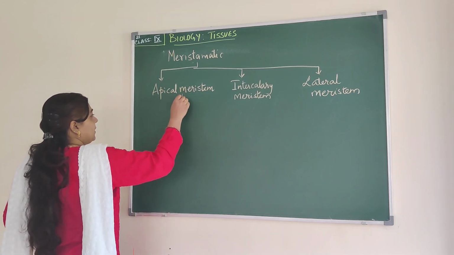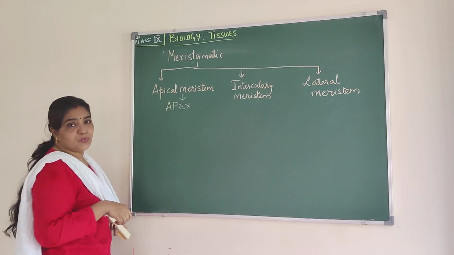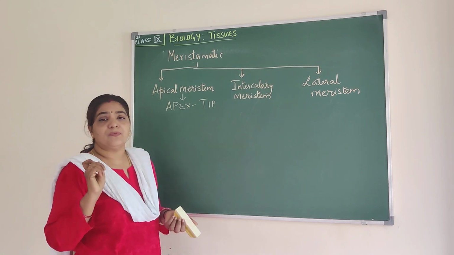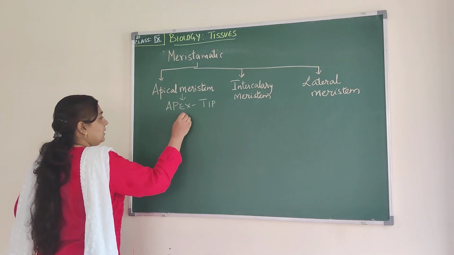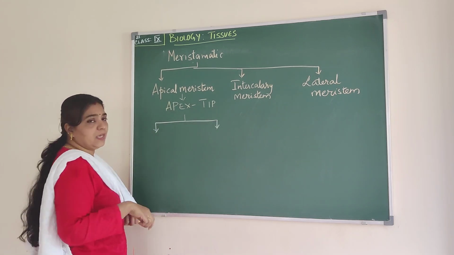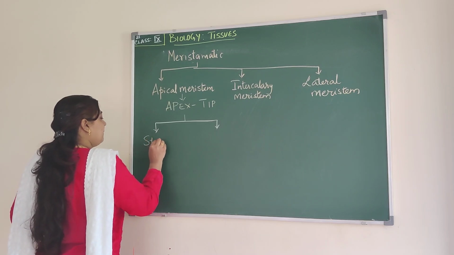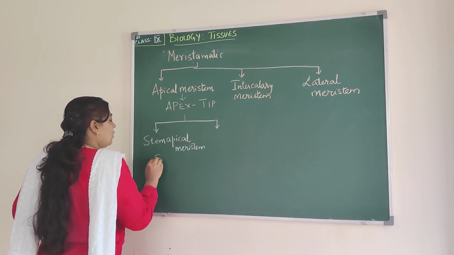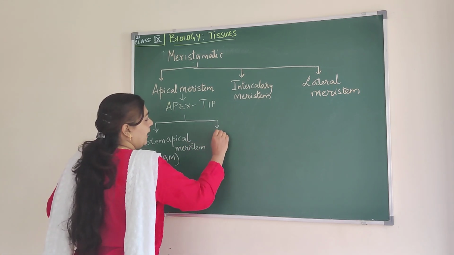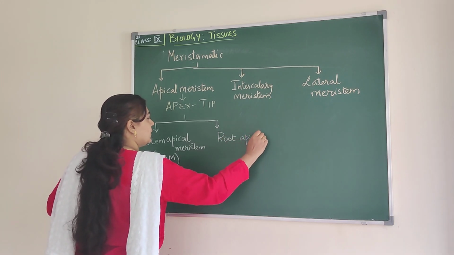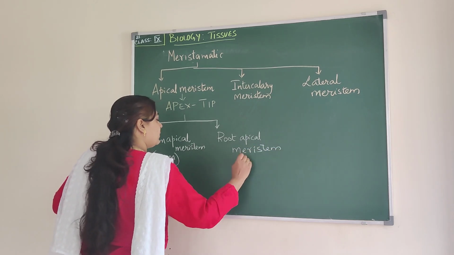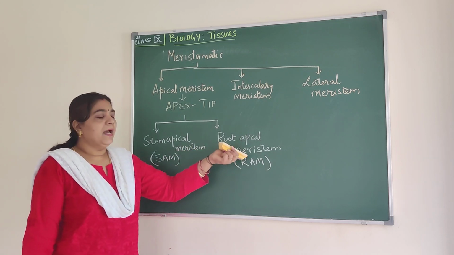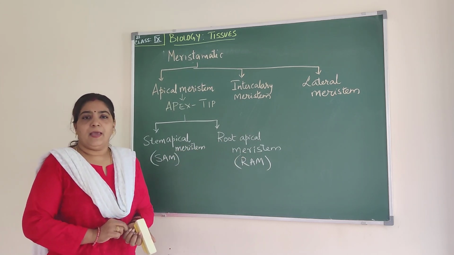So apical meristem is present at the apex. Apex means tip. So which tip? It is present at the shoot tip as well as at the root tip. Here again, we can identify two types of apical meristem, that is stem apical meristem or shoot apical meristem. In short form, let us write SAM. And root apical meristem, that is RAM. So these are the two types of apical meristem we find.